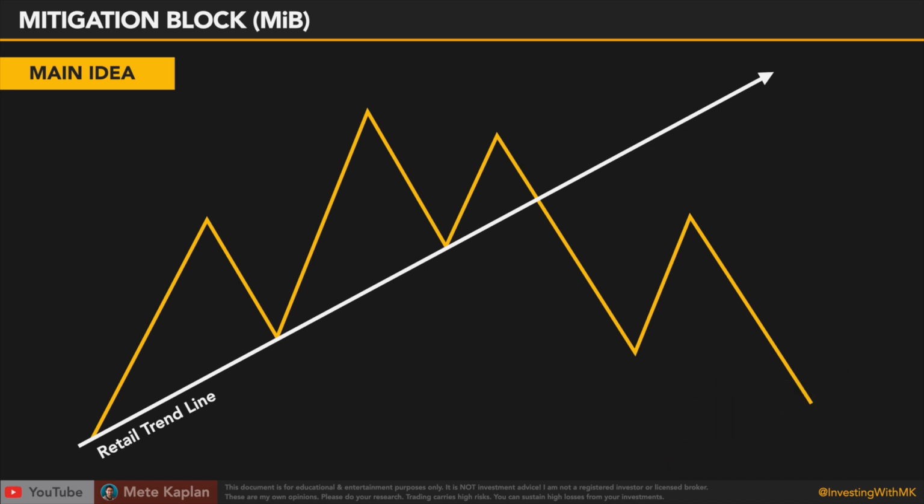How do you trade a trend line? Basically, you wait for the price to touch trend support or resistance and place your entry. Does it work? Sometimes it works, sometimes it does not work.